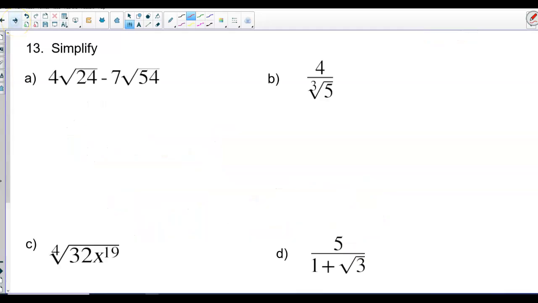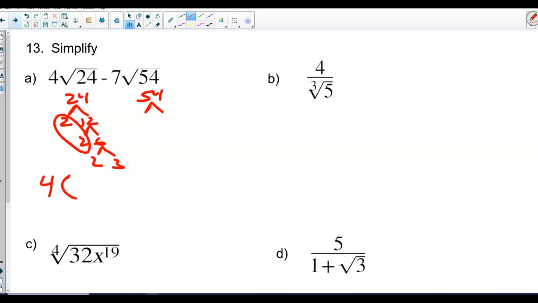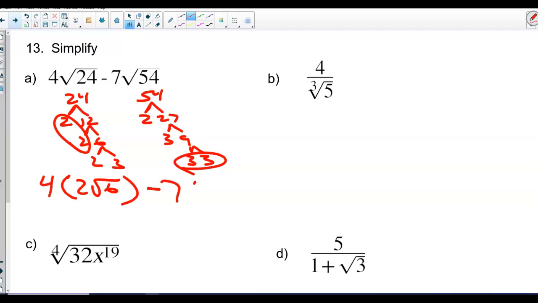Here, simplifying, you've got to get the same number underneath both radicals. So I'm going to simplify 24, and I'm going to simplify 54. 2 and 12, 2 and 6, 2 and 3. So this simplifies to 4 times 2 root 6. For the 54, 2 and 27, 3 and 9, 3 and 3. Pair of 3's, and I have a 2 and 3 left over. So this simplifies to, instead of root 54, 3 root 6.